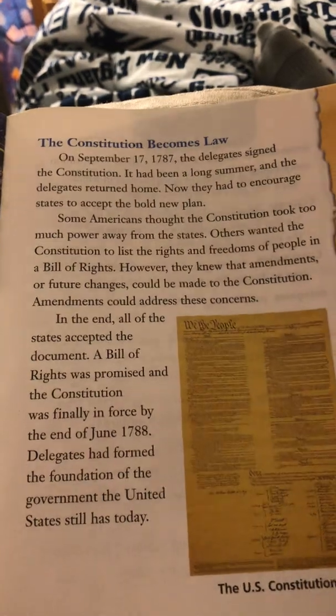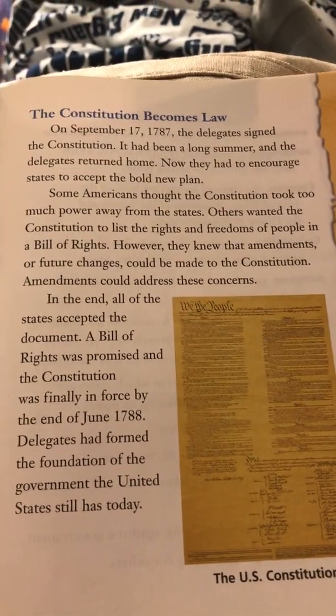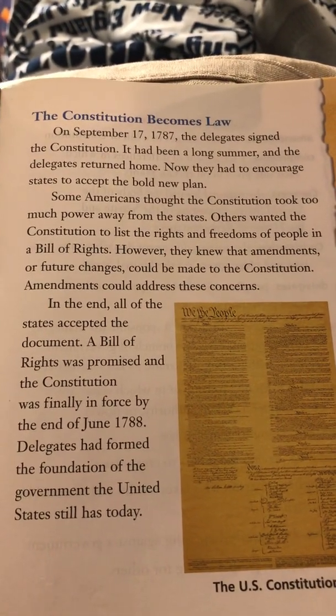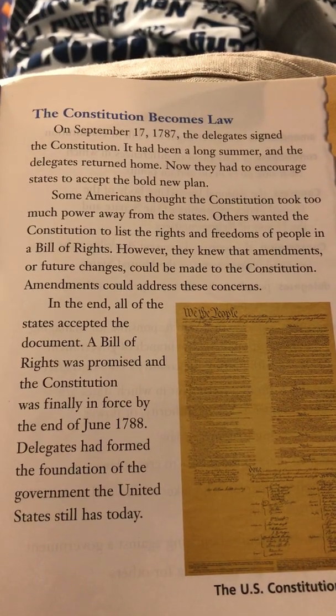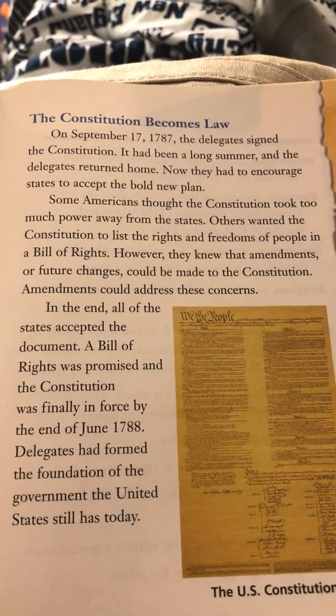The Constitution becomes law. On September 17th, 1787, the delegates signed the Constitution. It had been a long summer, and the delegates returned home. Now they had to encourage states to accept the bold new plan.